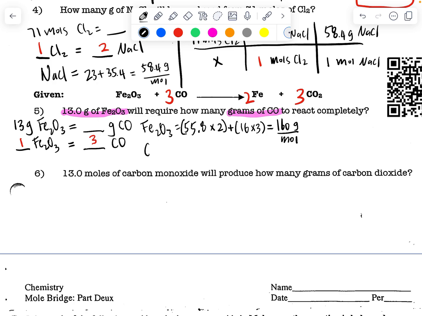What about carbon monoxide here? This one's pretty straightforward. Each carbon is 12 and each oxygen is 16. That is 28 grams per mole. All right. So I have all the information that I need to get started with this question. That took a while, right? So here's what I'm going to do.